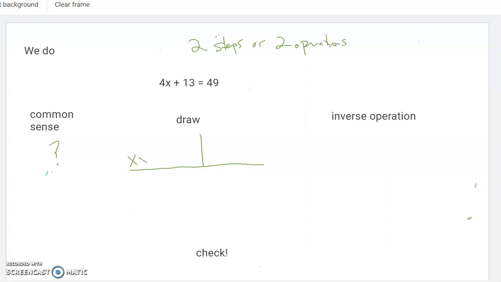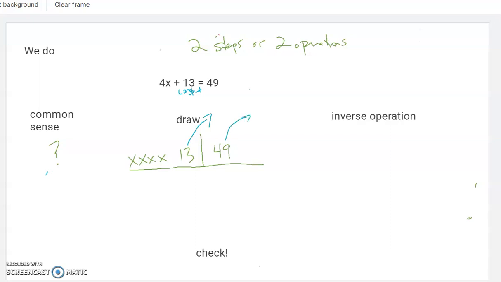So when I draw, there's 4 x's and a 13. And then 49 here. And again, what is x? Well, it's not totally obvious to me. I could do some work and figure it out. But since we're here doing this anyway, let's learn the steps. So what I'm going to do now that I've drawn it, this is called a constant right here, this 13. And what I can do to make this much easier is take that constant off both sides.